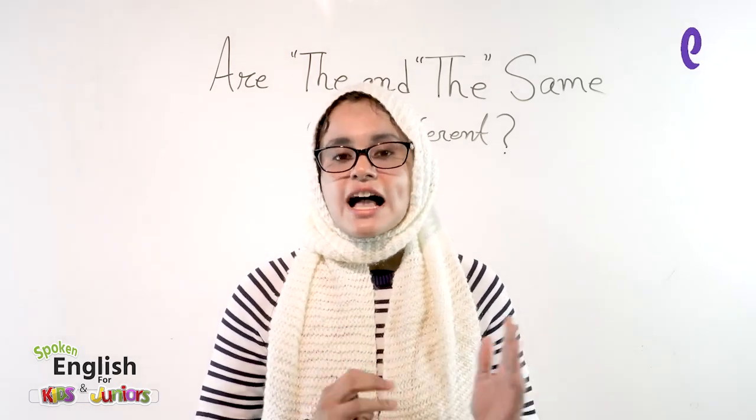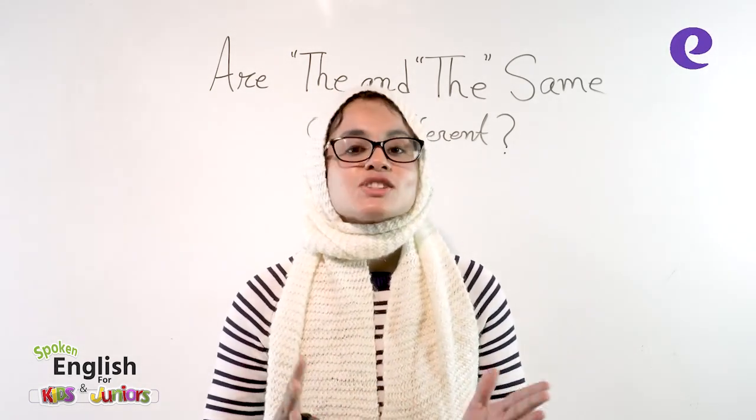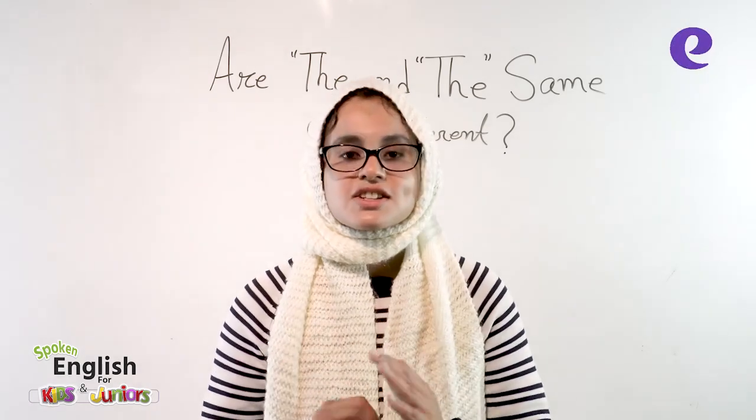Okay, so let's comprehend. There are 26 alphabets in total in English. Among them, 5 are vowels and 21 are considered consonants.